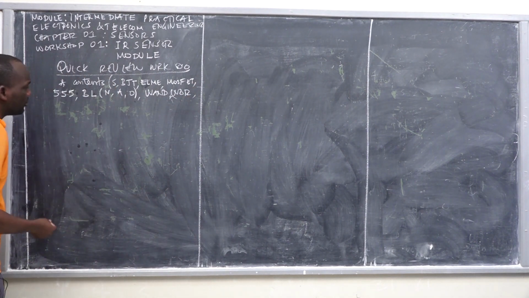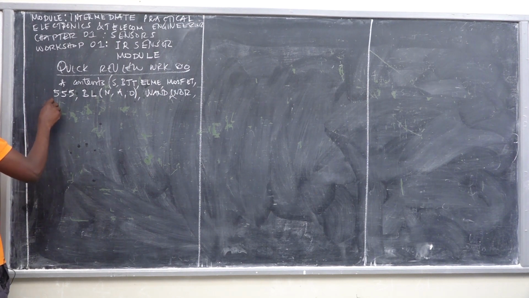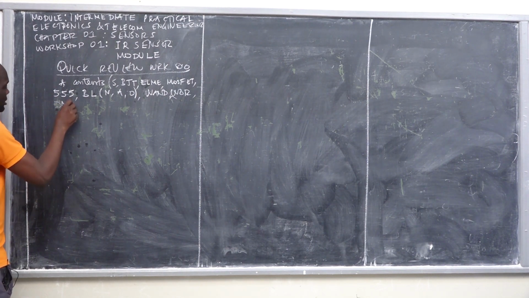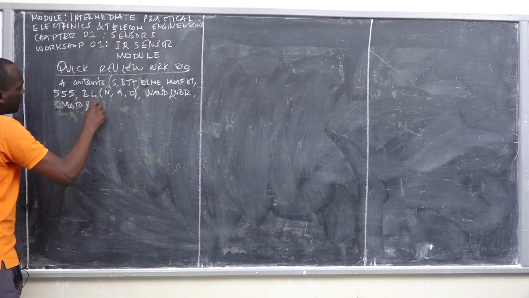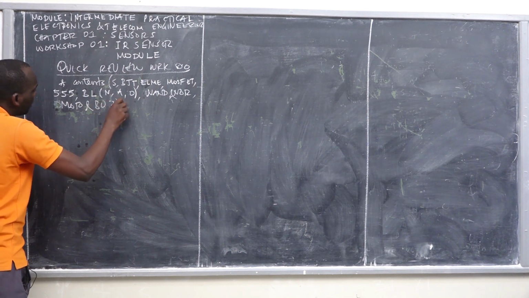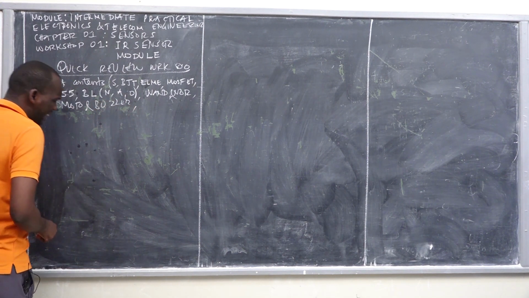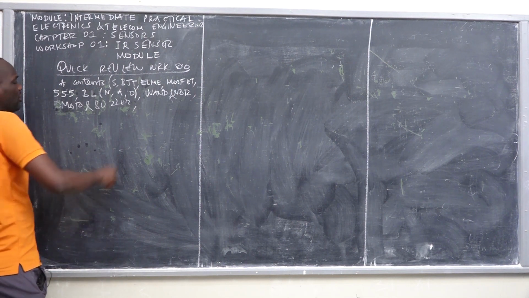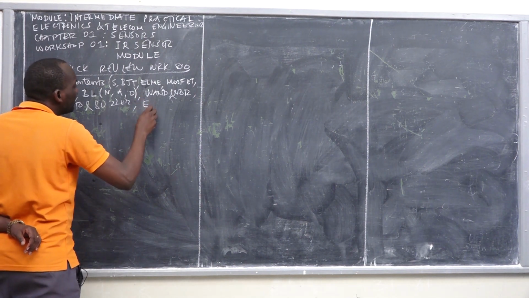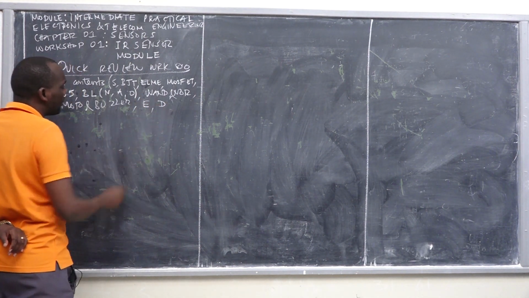And I will tell you why we call them universal gates. Then I told you that we are going to discuss motors and buzzers. These are transducers. Then the next part, we are going to discuss encoder and decoder. This is all about telecommunication.